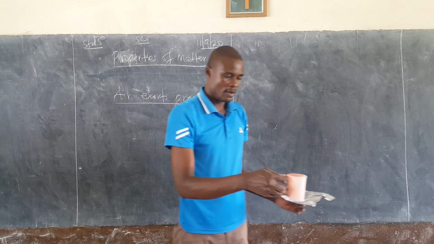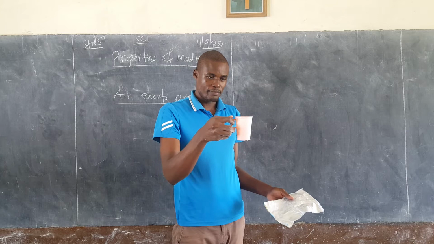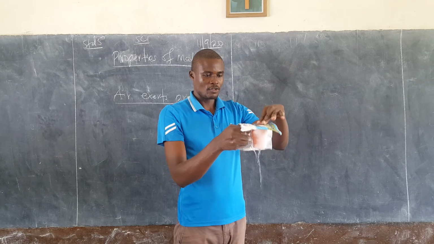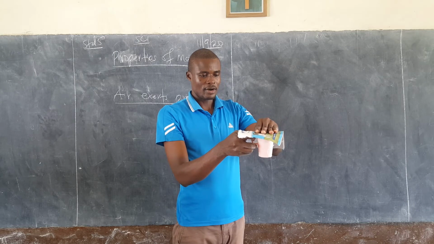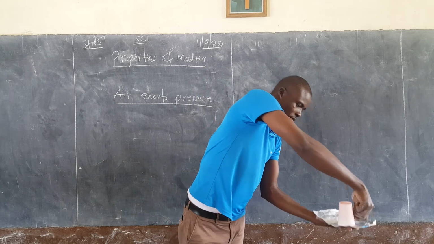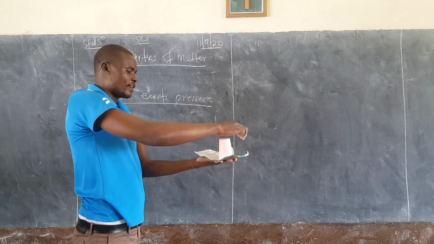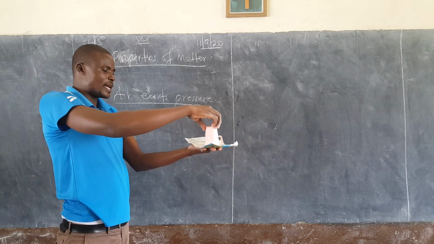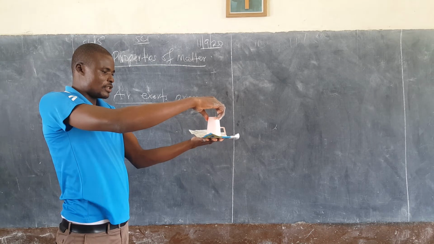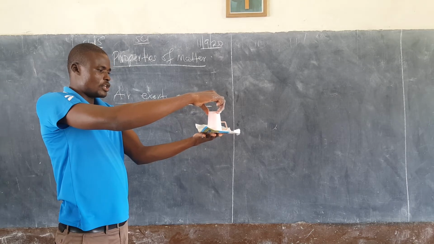So now I've taken this as our glass. Look at it well, the water is full to the brim. Then I cover it with my cardboard. Assume that this is my cardboard. Then I turn it upside down, as we are being told. After that, I have the audacity now to lift it slowly, very slowly.